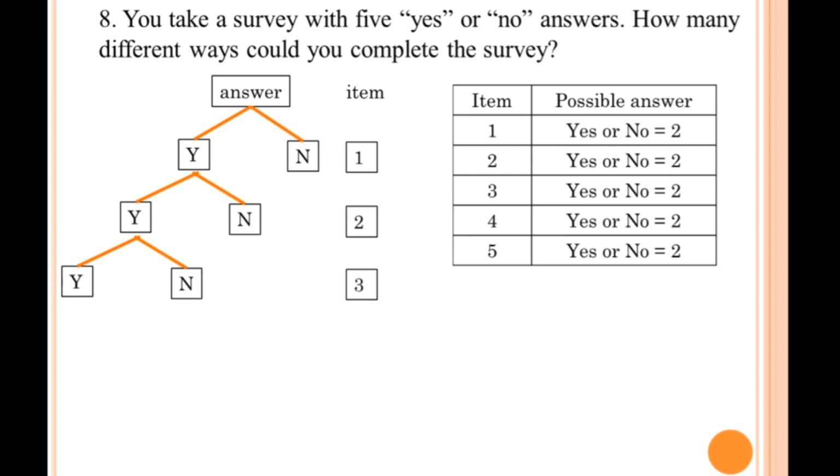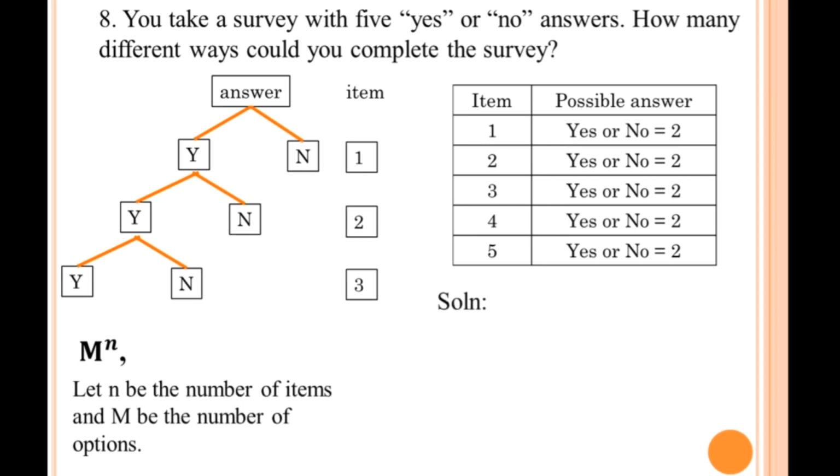In item 1, the possible answer is either yes or no. That is 2. On the second item, we can have yes, no, yes, no. So it becomes 4. On the third item, yes, no, yes, no, yes, no, yes, no. That is 8. Meaning to say, if this is the pattern, we can apply this formula: M to the power of n. So let n be the number of items and M be the number of options. So in our problem, 5 is the number of items, yes or no is the number of options.